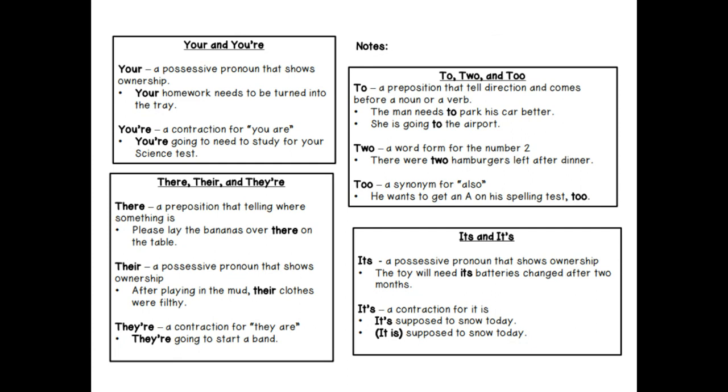All right, so again, if you're not really sure what homophone goes where, you can insert those synonyms in order to see, oh, does that make sense? The last one I'll go over that is commonly misused are its and it's. All right, so the first one, ITS, a possessive pronoun that shows ownership. So the toy will need its batteries changed after 2 months. And it's, a contraction for it is. So that has the apostrophe in it. It's supposed to snow today. So you see what I did there with the little parentheses to break it up. It is supposed to snow today.